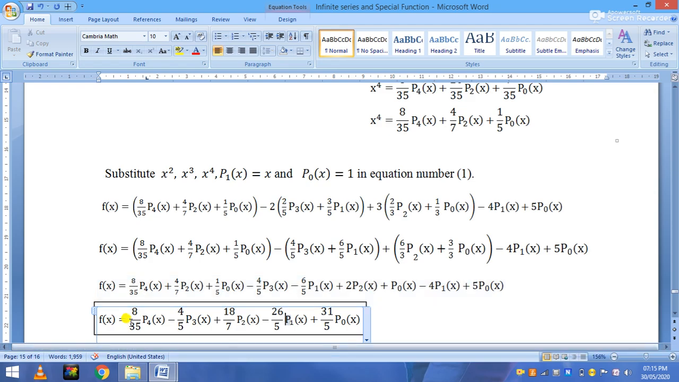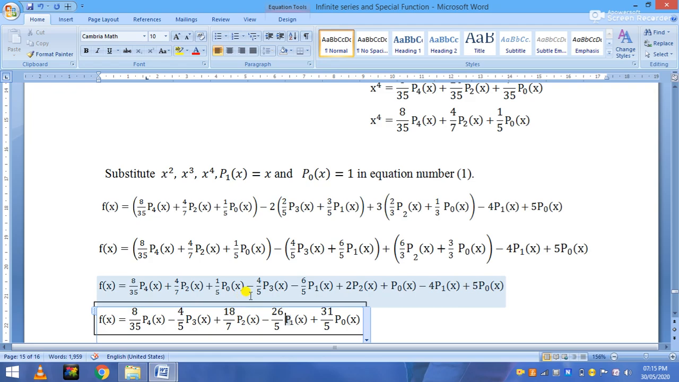Now write f of x in the form of descending: P4, P3, P2, P1, P0. Only one P4 term is there here, so 8 by 35 into P4 of x. Minus, next term is P3, only one term is there, so minus 4 by 5 P3 of x. Next P2: 4 by 7 P2 of x plus 2 P2 of x. Here take the LCM and simplify, we get 18 divided by 7 into P2 of x. Here 7 is the LCM, 7 into 2 is 14, 14 plus 4 is 18, like that.